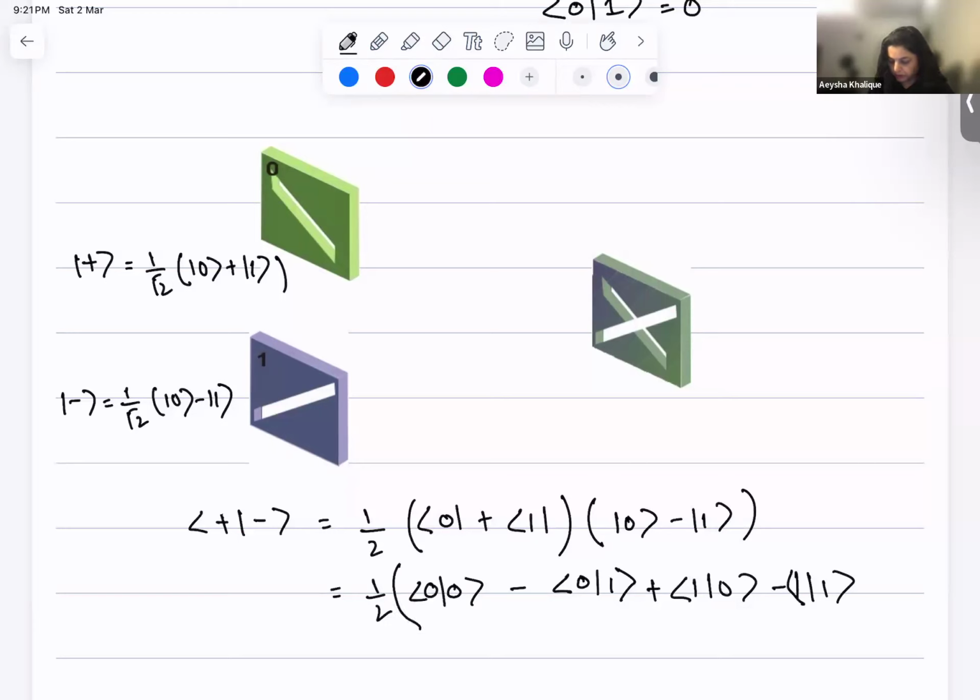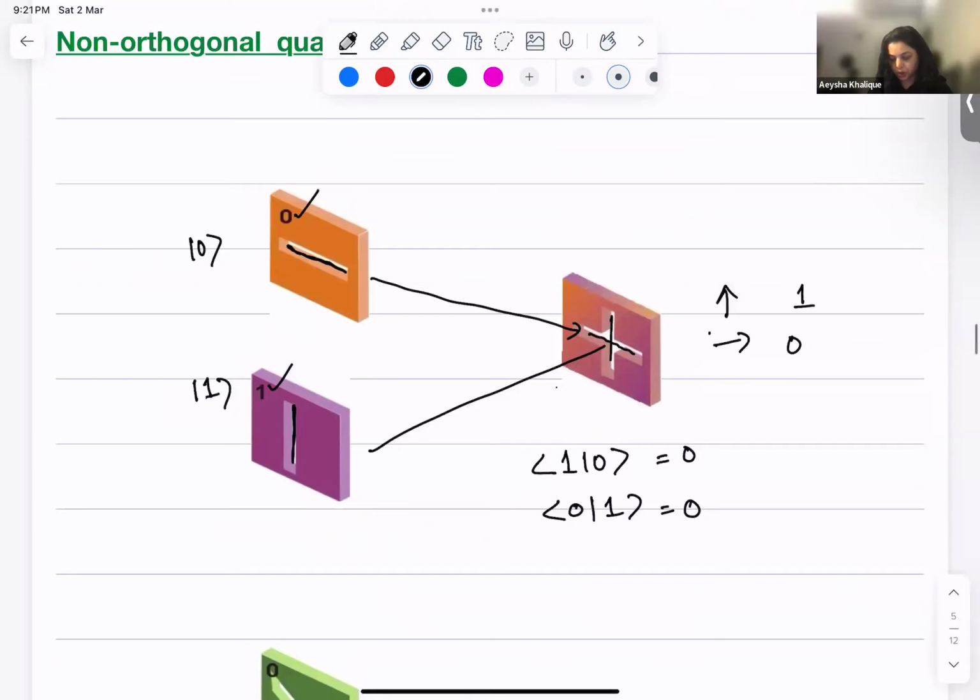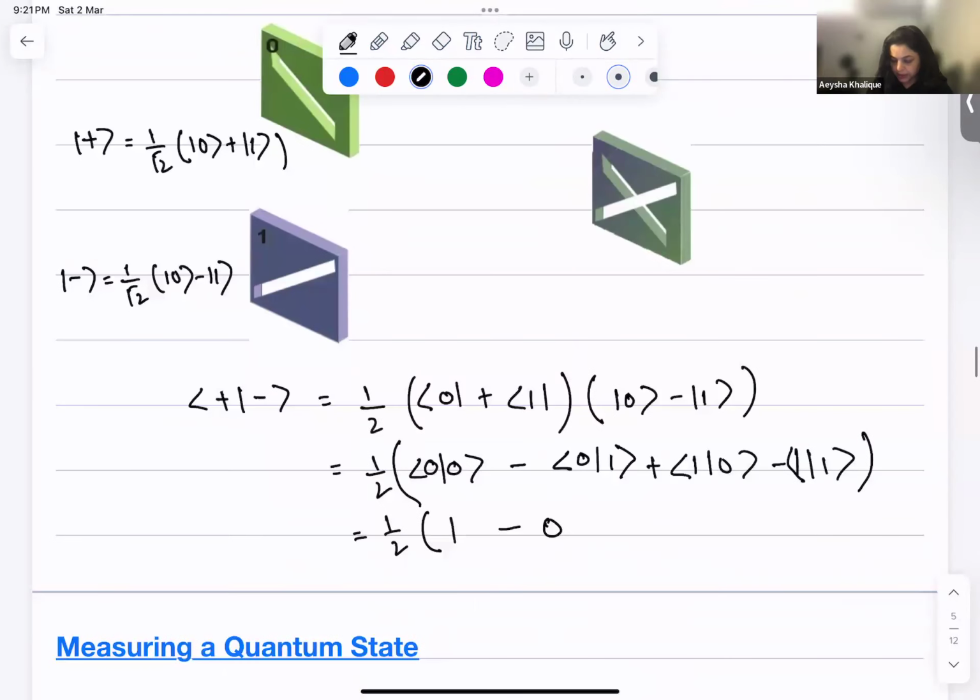And I have got half over there, and I have half. This is 1. 0, 1 inner product is 0, as we have agreed, they are orthogonal to each other, right? And then 1, 0 is 0, and 1, 1 is 1, right? And this gives us 0, which means that plus and minus are in fact orthogonal to one another.